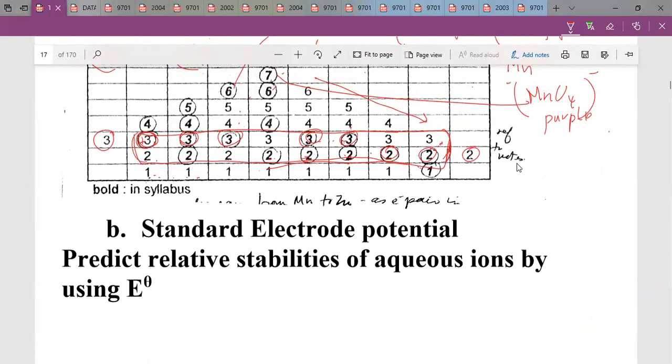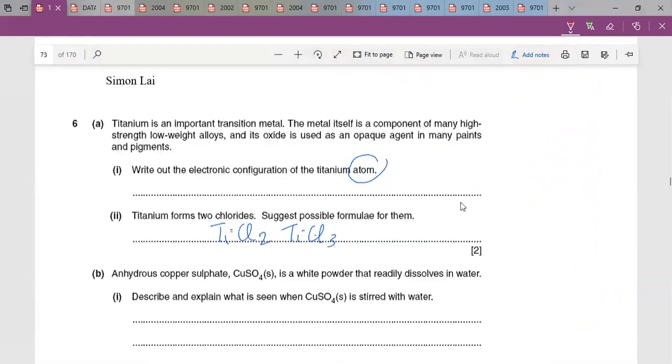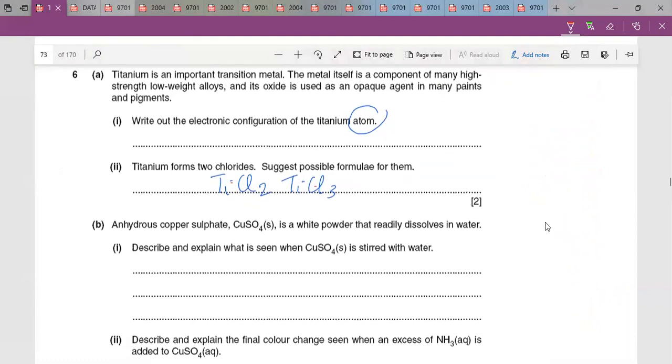Okay, the plus 2 and plus 3, now they actually ask you to predict compounds formed by this, on page 73. For example here, of course, this first one is very simple. Titanium is important, and so on. Write the electron configuration for titanium. This is easy, isn't it?